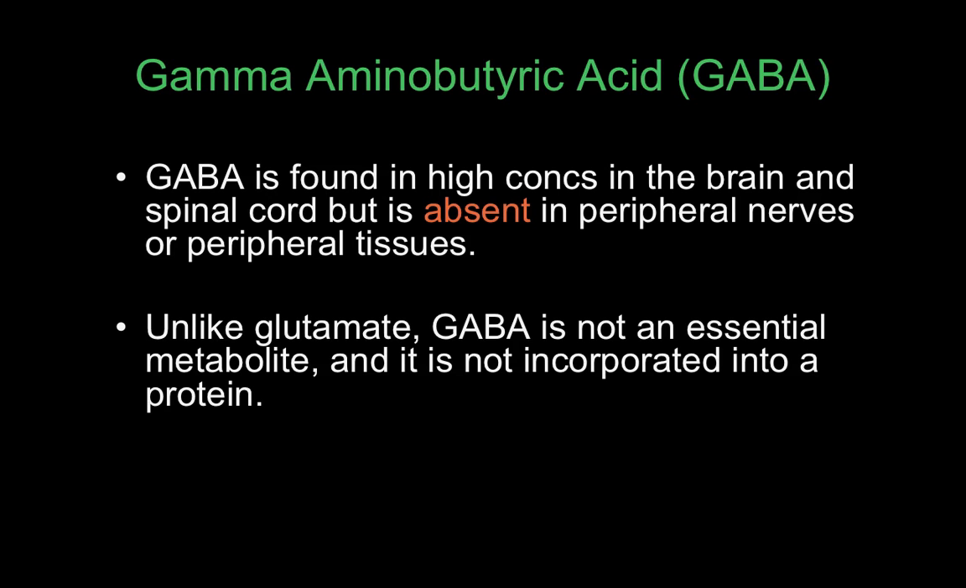Now we go to the second neurotransmitter, which is GABA. And GABA stands for gamma aminobutyric acid. And GABA is found in high concentrations in the brain and spinal cord, but is absent in peripheral nerves or peripheral tissues. Unlike glutamate, GABA is not an essential metabolite, and it is not incorporated into a protein.